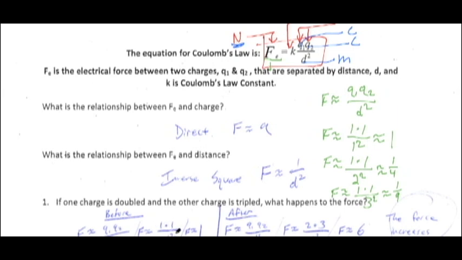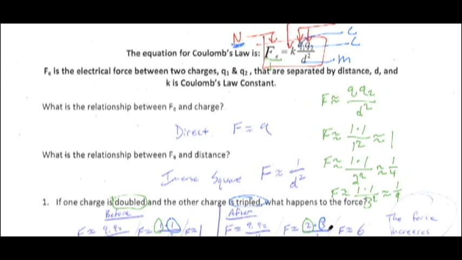So one charge is doubled. That's where I'm getting this from. I'm doubling my first charge that I picked. If I picked 2 here, then this would be 4. If I picked 3 here, then this would be double what 3 is, 6. Right? The other charge is tripled. So other charge being tripled, I'm going from 1 to 3 here. What happens to the force?